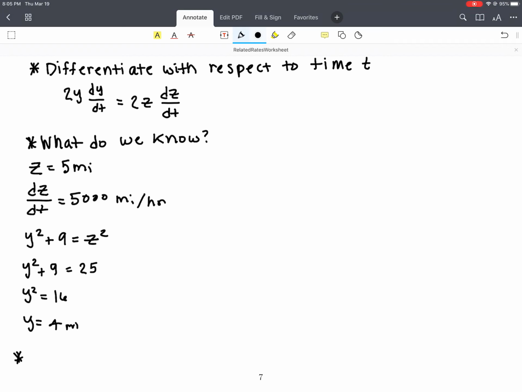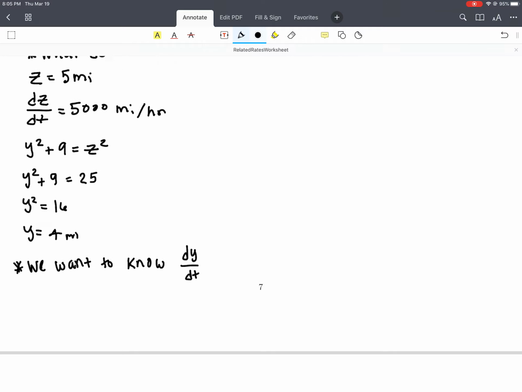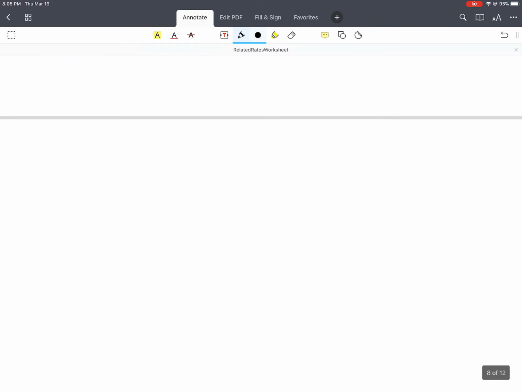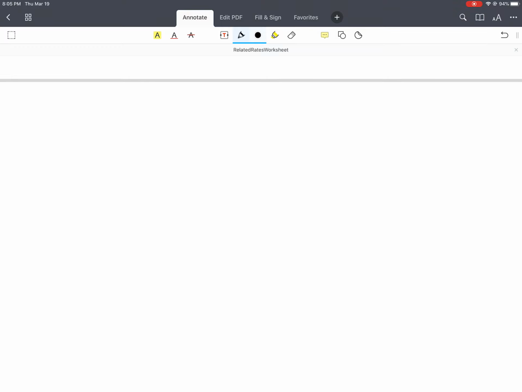And we want to know dy/dt. So we're interested in how the rocket's vertical distance is changing. Now we substitute and solve.